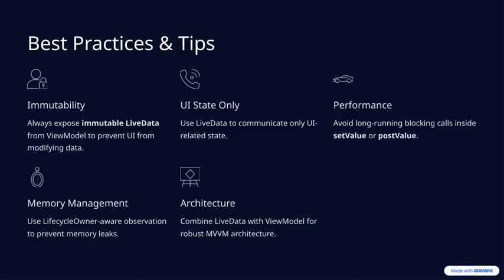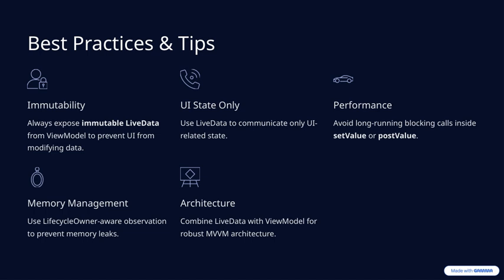Let's talk about some best practices and tips to make the most of LiveData in your projects. First, immutability is key. Always expose immutable LiveData from your view model to prevent your UI from inadvertently modifying data. This helps maintain a clear flow of data and avoids bugs. Next, focus on UI state only. Use LiveData specifically for communicating UI-related state changes, so your data layer remains clean and focused on business logic.